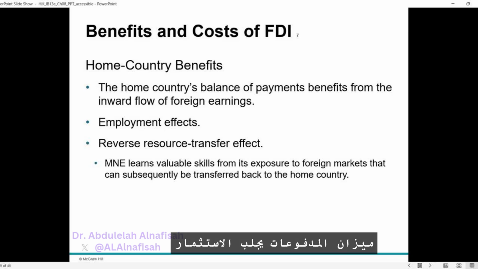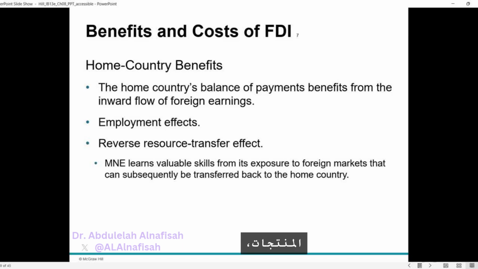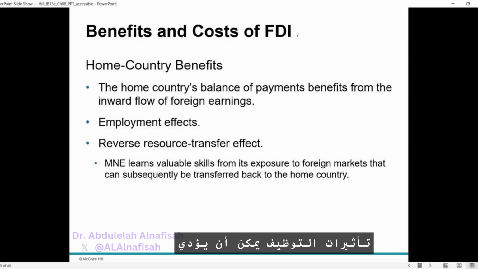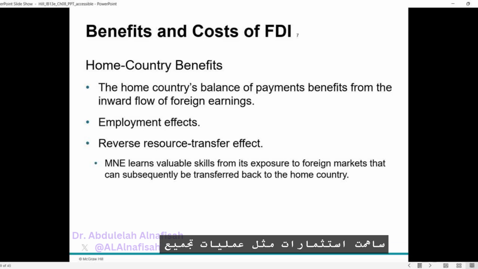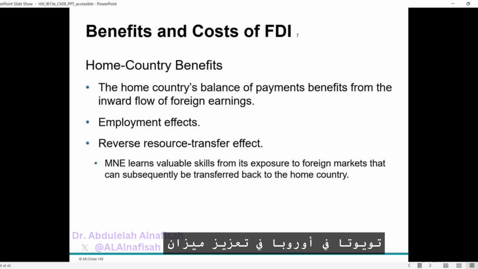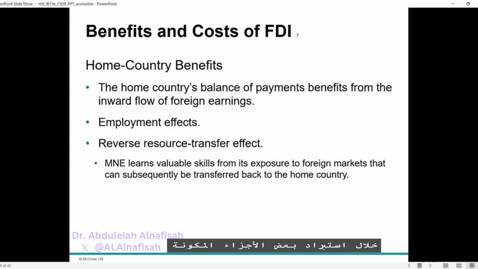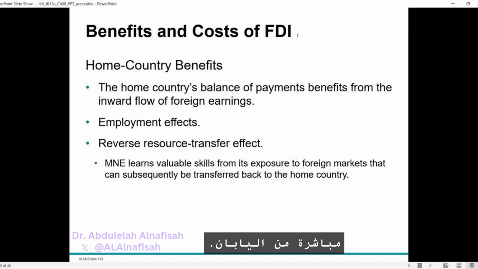Balance of payments. FDI brings in foreign earnings, benefiting the home country's balance of payments. Additionally, if the foreign subsidiary creates demand for exports from the home country such as capital equipment, intermediate goods, and related products, it can further boost the balance of payments. Employment effects. Outward FDI can lead to positive employment effects in the home country when the foreign subsidiary generates demand for home country exports. For instance, investments like Toyota's auto assembly operations in Europe have benefited Japan's balance of payments and employment by importing some component parts directly from Japan.